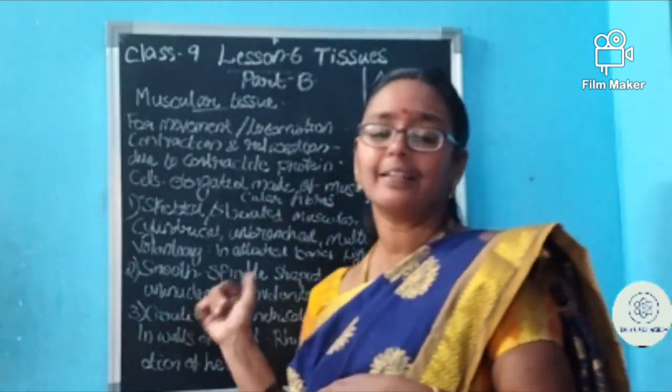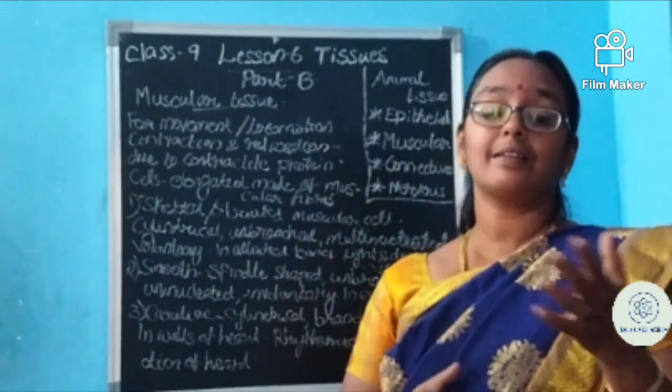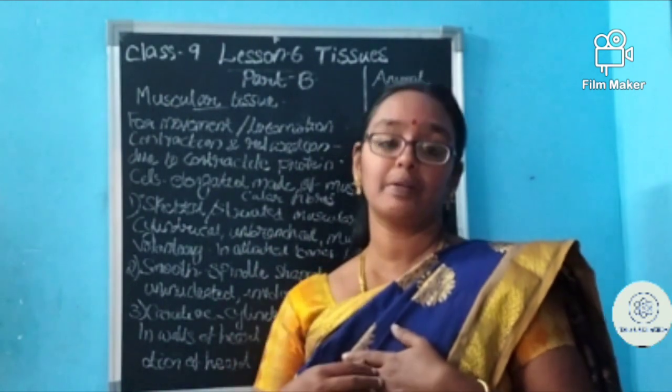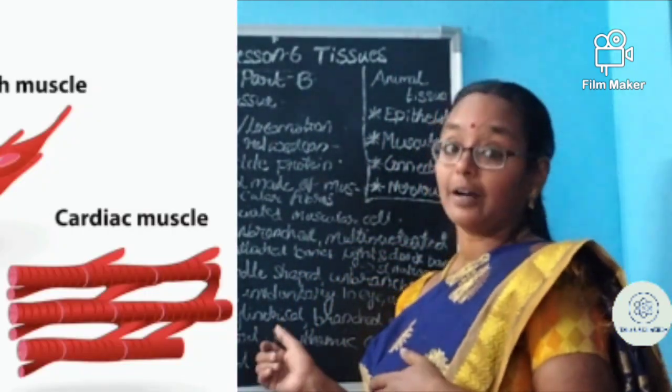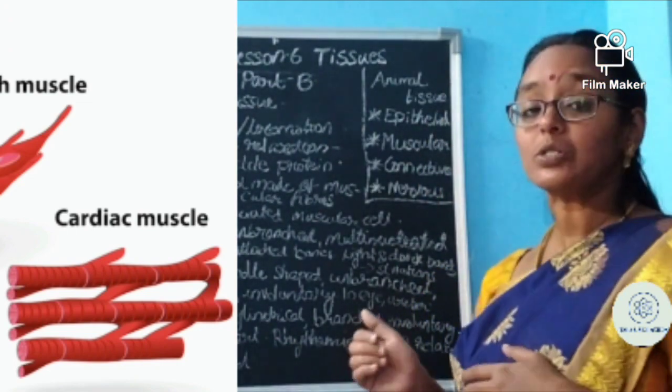If anyone is asking, this is the answer. Which muscle cells or which tissues of the muscular tissues are branched? The answer is heart or cardiac muscles. And it is also involuntary.